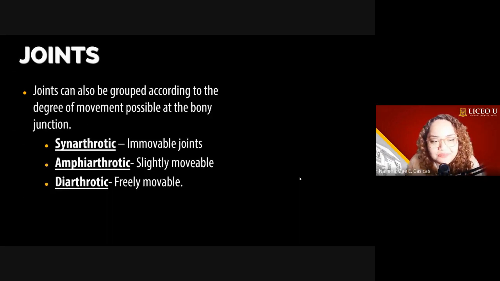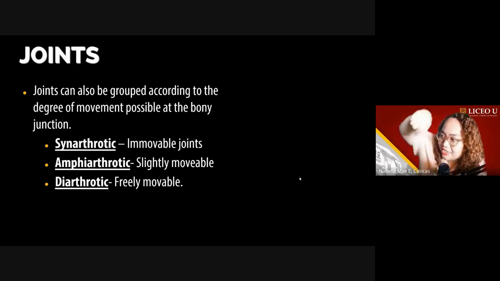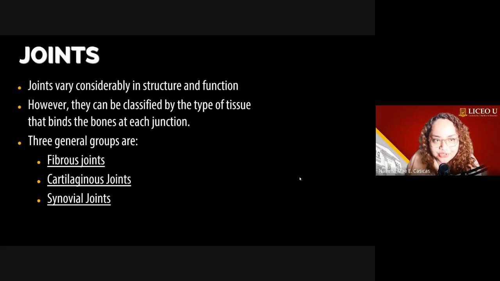Okay. So you have these types of joints. You have your synarthrotic, amphiarthrotic, and diarthrotic joints. Ang synarthrotic, these are immovable joints, just like the joints that are found in your ribs. Your amphiarthrotic, which are slightly movable, just like the way that your vertebrae move, no? Actually they slide against one another. And your diarthrotic, which are freely movable, just like your wrist, your elbow, your shoulders. So these are your joints.